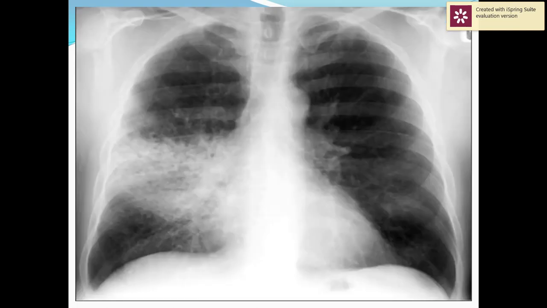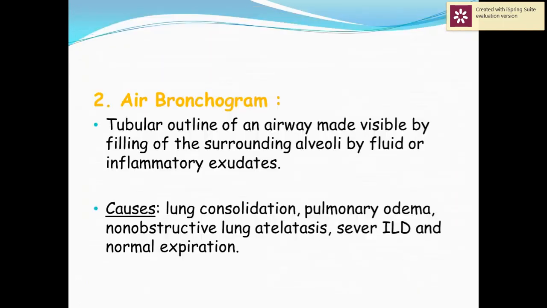This is right middle lobe consolidation. As we can see here, also the silhouette sign of the right heart border is obliterated, and therefore this is right middle lobe consolidation. Air bronchogram: tubular outline of an airway made visible by filling of the structures surrounding the alveoli. Air bronchogram is an assuring sign, assuring us that this is not a soft tissue mass, it's a consolidation or pneumonia.